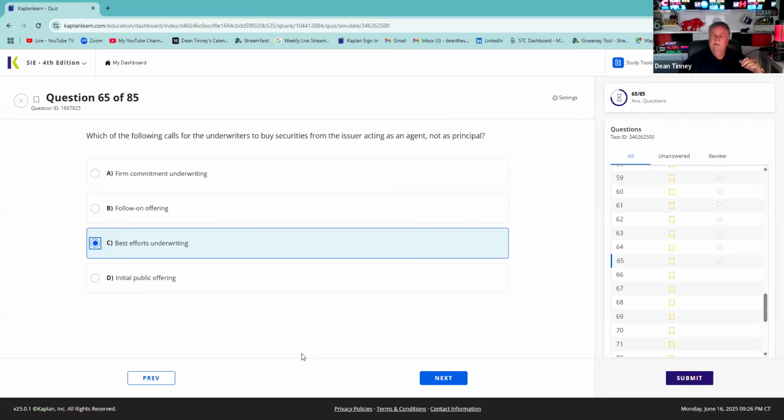So that's agent. If I say we are buying the securities, for example, Elon sold $10 billion worth of bonds to buy out Twitter, and that was a firm commitment underwriting led by Morgan Stanley.